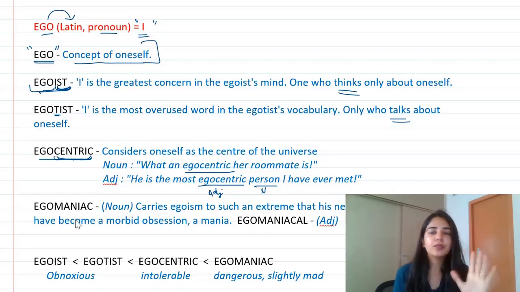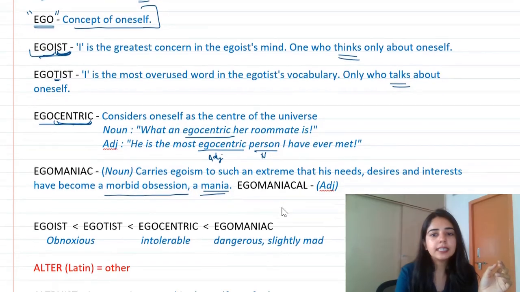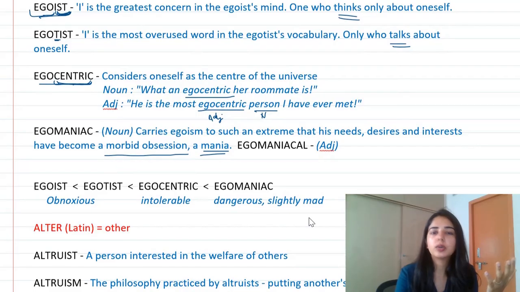Egomaniac. If you have taken your egoism to a level where it has become a mania. And what is a mania? Mania is a morbid obsession. An obsession which has become so huge that it is dreaded. It has become kind of a disease. So egomaniac is someone who carries egoism to such an extreme that his needs, desires and interests have become a morbid obsession. So if you only think about yourself, you are an egoist.